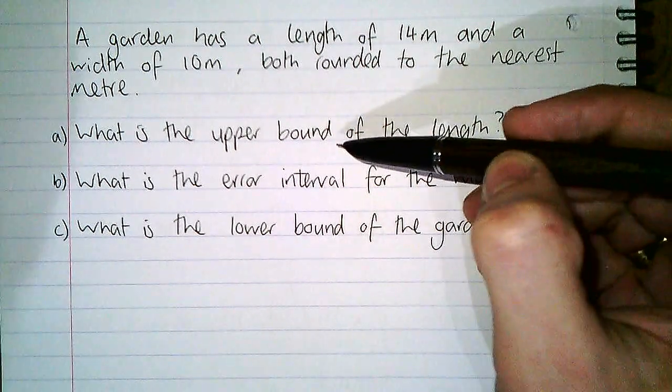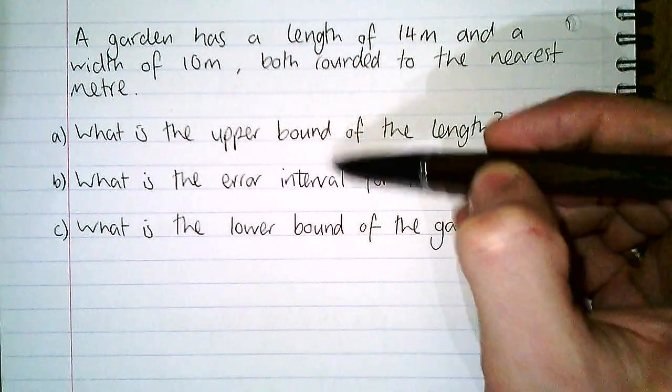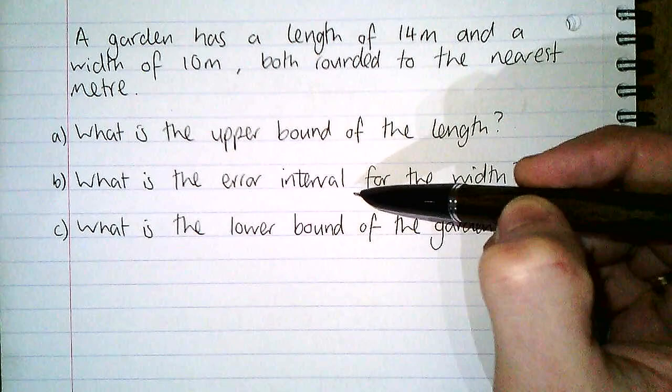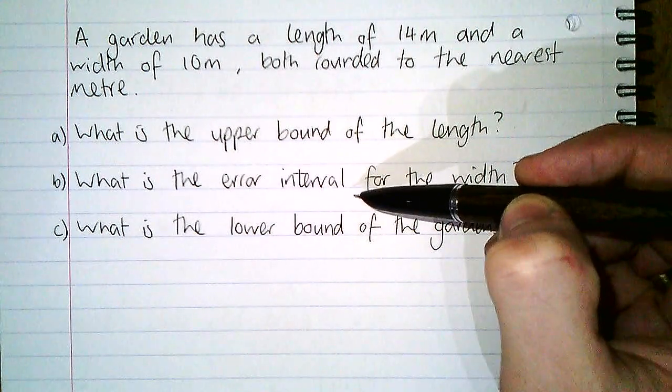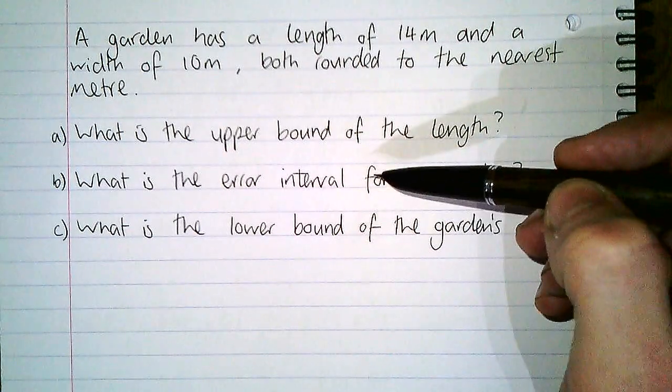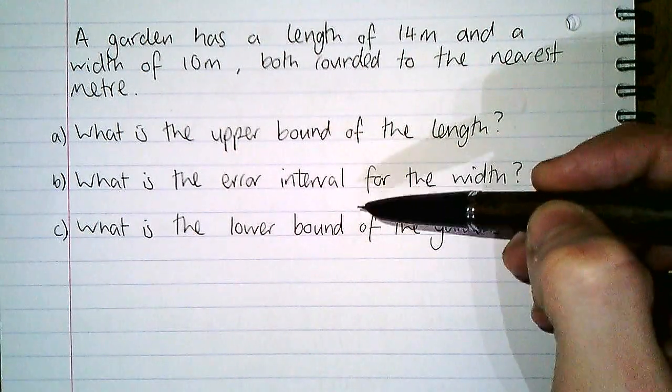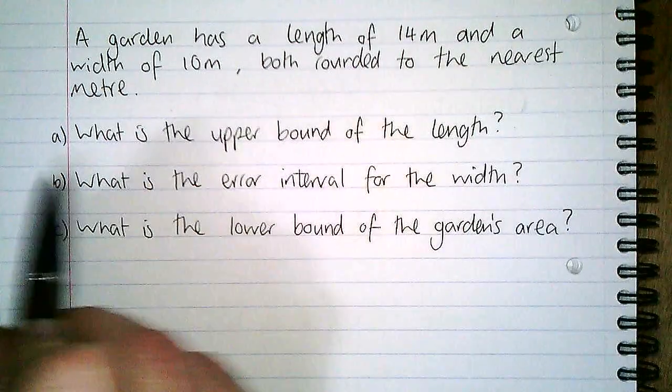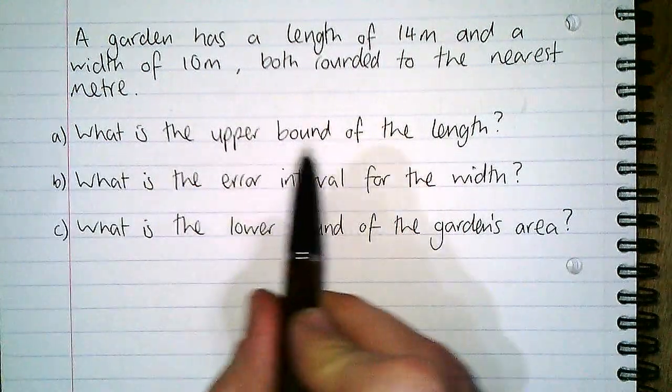It won't always use the word bound, upper bound, lower bound in the question. It won't always use the phrase error interval in the question. Sometimes it might just say things like find the smallest possible value, the largest possible value, and so on. And we'll see that in the next question. So back to this one. We want to find the upper bound for the length.